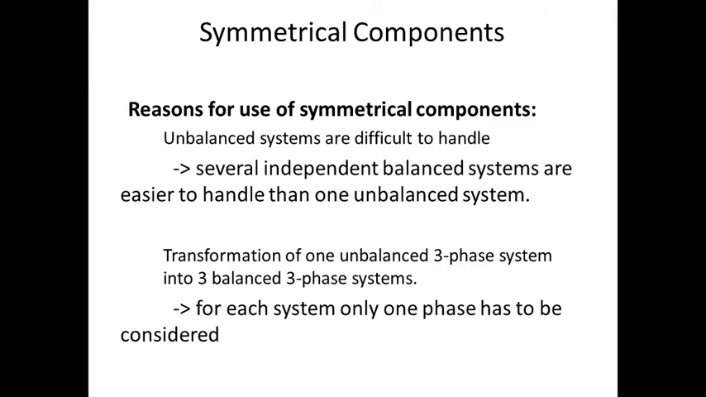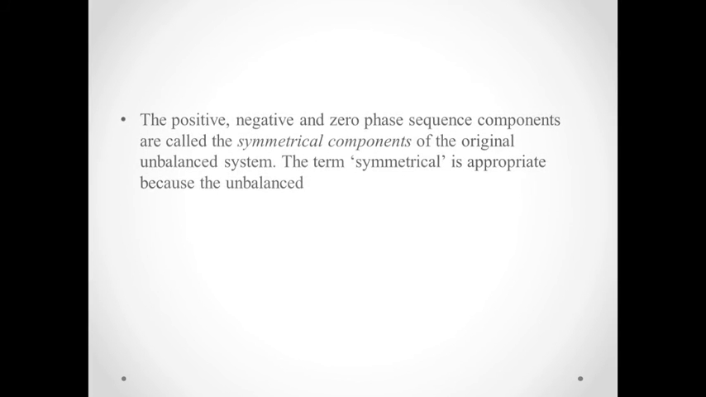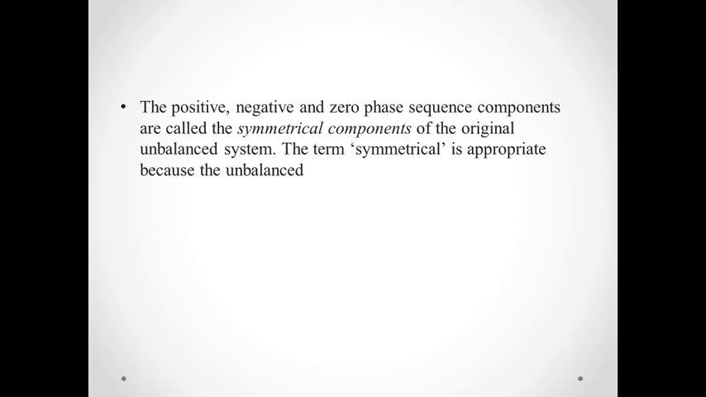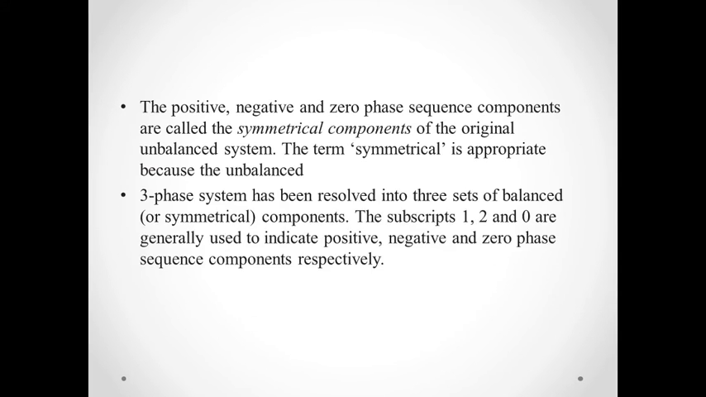For example, if we have some unbalanced system, we say that this unbalanced system is actually the composition of 3 or 4 balanced systems, or the composition of some balanced systems. What we actually call these components are the symmetrical components: the positive, the negative, and the zero phase sequence components are called the symmetrical components.